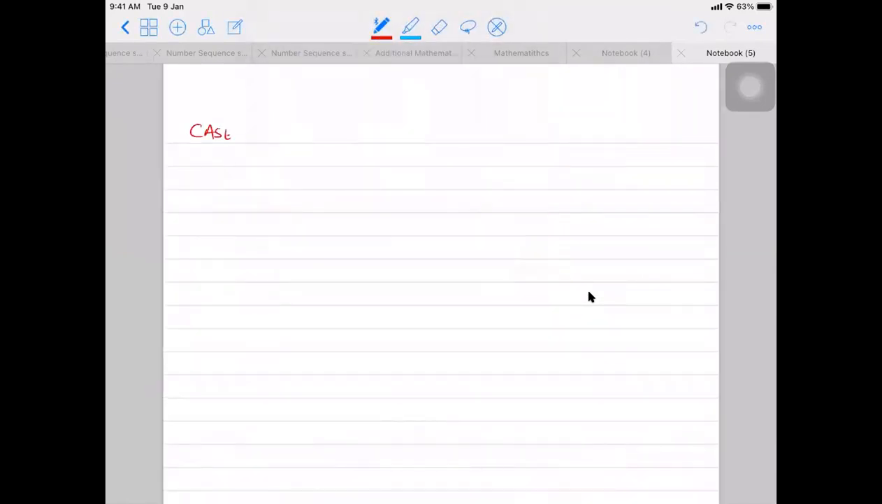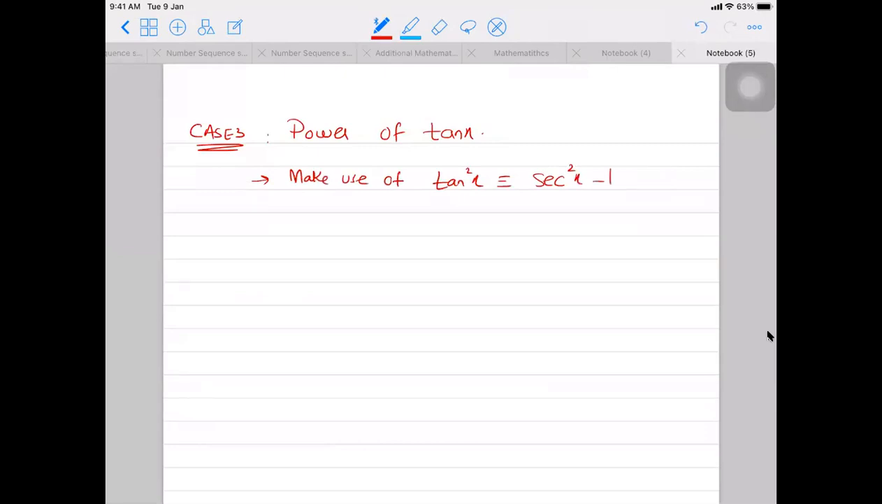Now the third case is for the power of tan x. We were done with even power of sin x and cos x. Now case 3 is power of tan x. Over here it will not matter whether the power is even or odd. It's just power of tan x. So the rules are such that you need to make use of this identity: tan squared x is identical to secant squared x minus 1.